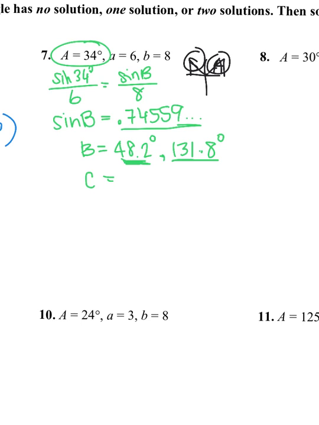So knowing that the sum of the angles of a triangle is 180, I'm going to do 180 minus the 34 degrees minus the 48.2 degrees to get our last angle, C. So we get 97.8 degrees. Or if we do that again, but with 131.8 degrees, we get 14.2 degrees.